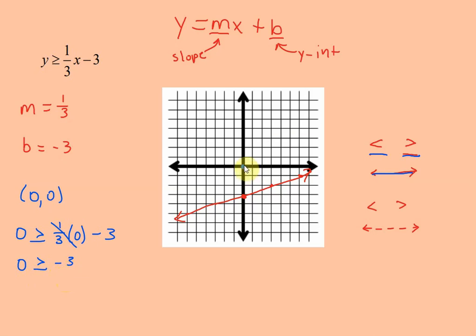So that tells me this point that I just tested is on the true side of the line. Therefore, I'm going to shade on that side of the line. If it were not true, I would shade on the opposite side of the line. I always want to shade on the side that is true. So I'm going to shade everything on this side of the line.